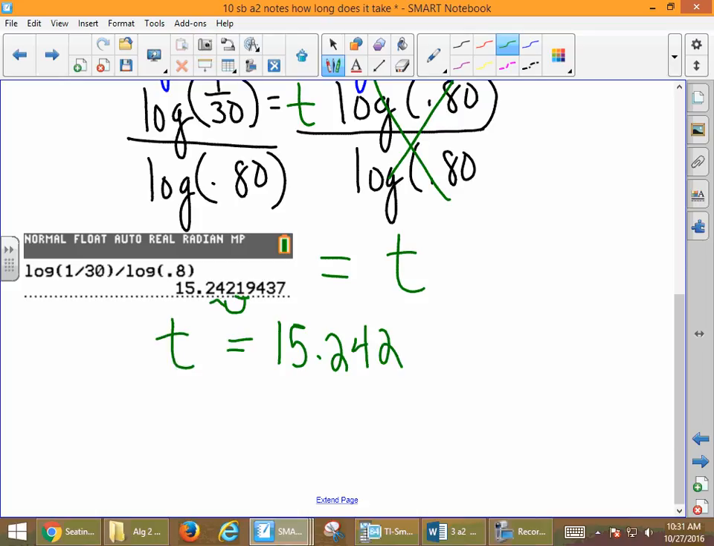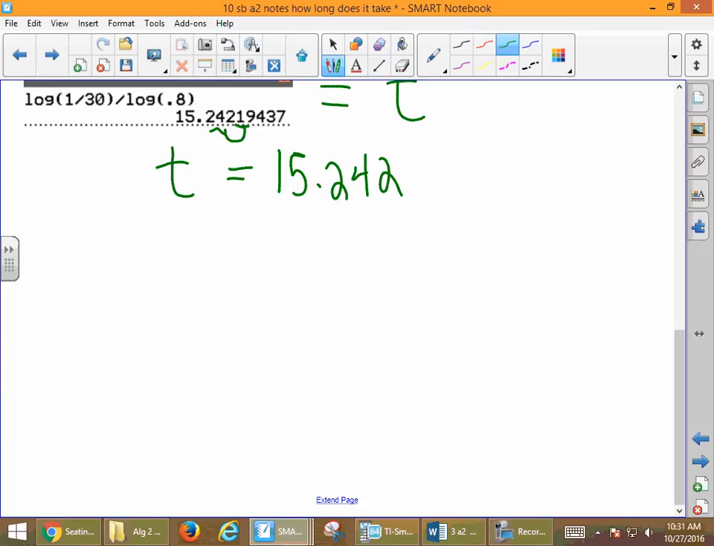I'm going to write the t over here on the left. So what this says is that at t equals 15.242 hours, we're going to have 10 milligrams of the drug in our system. The question says on here, how long will it take to have less than 10? So if we finish this, that means it's going to have to be more than 15.242 hours for us to have less than that amount in our bloodstream.